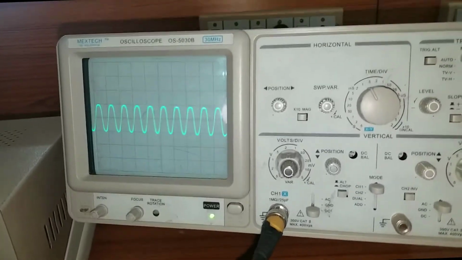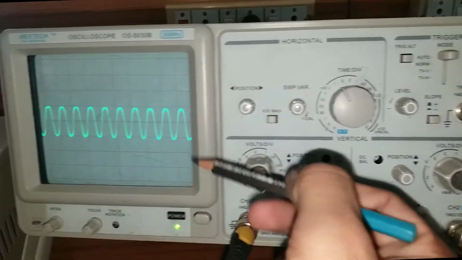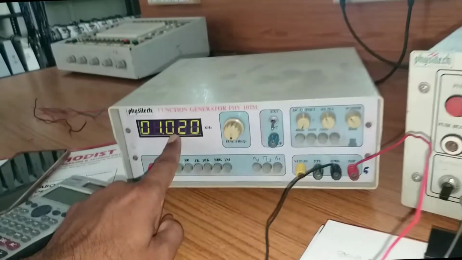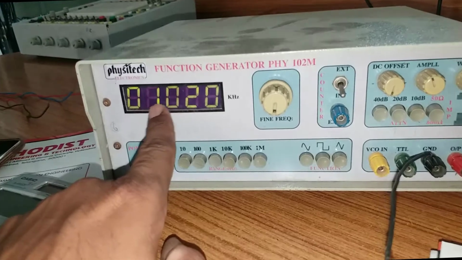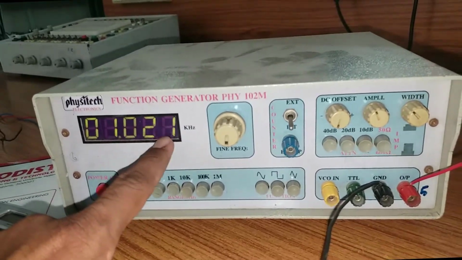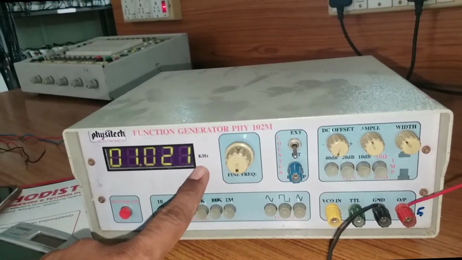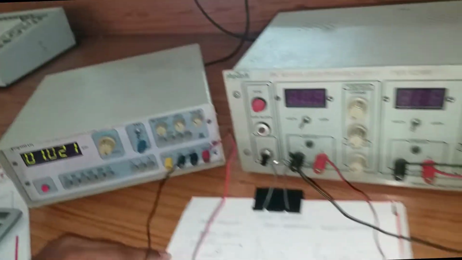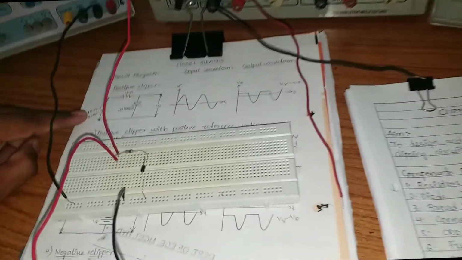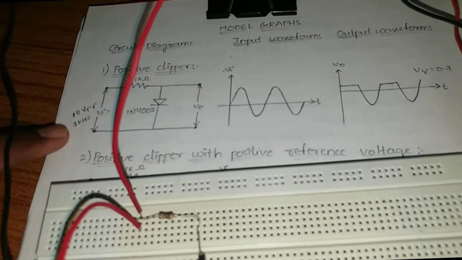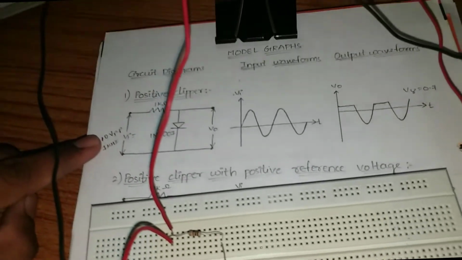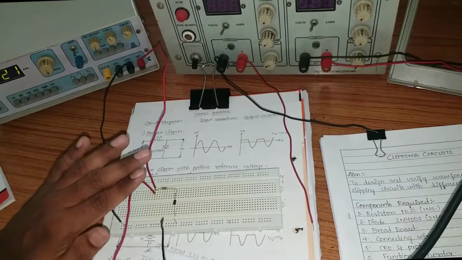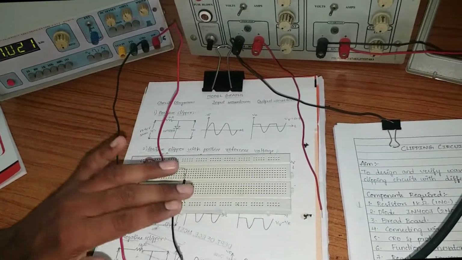Note this point. I already set 10 volts peak to peak, and I already adjusted the frequency to 1 kilohertz. So finally I have set the input waveform at 10 volts peak to peak and 1 kilohertz frequency, as per the circuit diagram. I already applied this from the function generator, and I measured the input waveform with the help of these CRO probes.